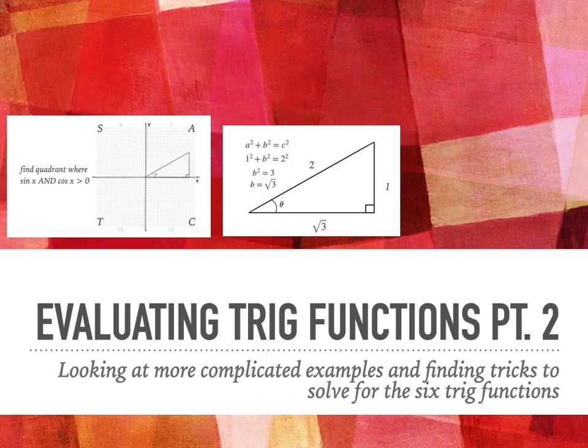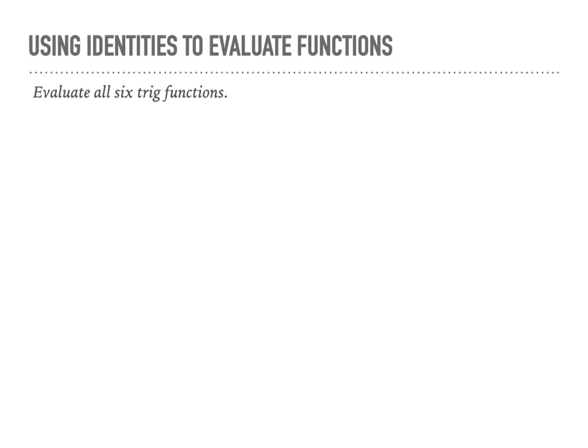Hey everybody, in today's video, we're going to be looking at more complicated examples to start evaluating trig functions. This is part 2 of the series on evaluating trig functions, and part 1 was completed in a previous video. Now we have to evaluate all 6 trig functions using the given information: sine of x equals 1/2 and cosine of x is greater than 0.